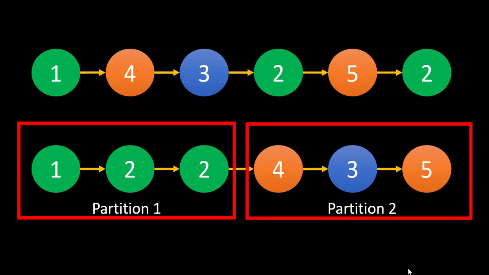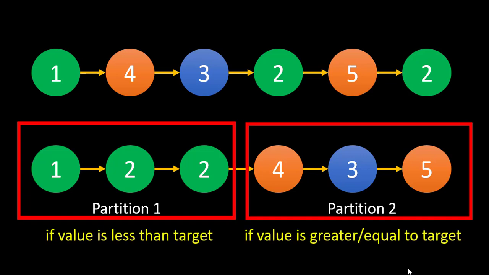Now if we see it clearly, we have here two partitions. The first partition contains all the values which are less than the target, and the second partition all the values which are greater than or equal to the target value. So now this question becomes creating two separate linked lists. The first linked list will contain the values which are less than the target and the second linked list will contain the values which are greater than or equal to the target, thereby preserving the order in which they appeared in the original linked list. After all the values of the original linked list have been iterated over, we can combine these two sub-linked lists, thereby creating a resultant linked list.